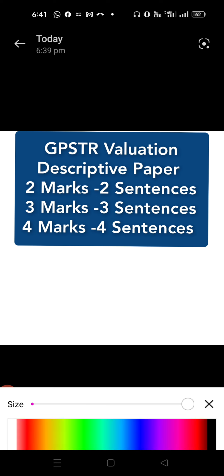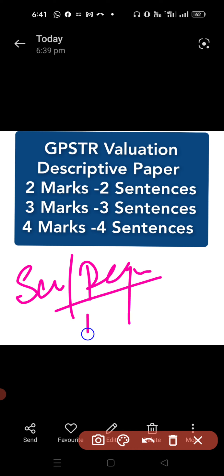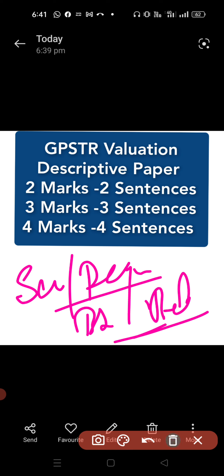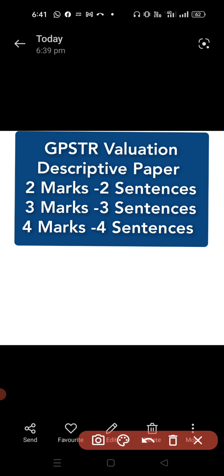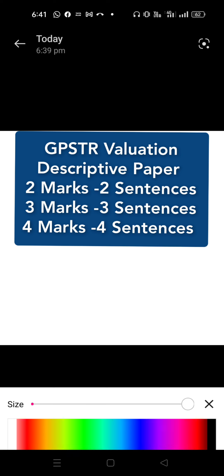In this video, I am going to explain how the marks are going to be allocated in GPSTR valuation. As all of you know, the semester examination in our degree like BSc B.Ed or BA B.Ed, that type of valuation is totally different, and this type of competitive examination is totally different. How are the marks going to be allocated?